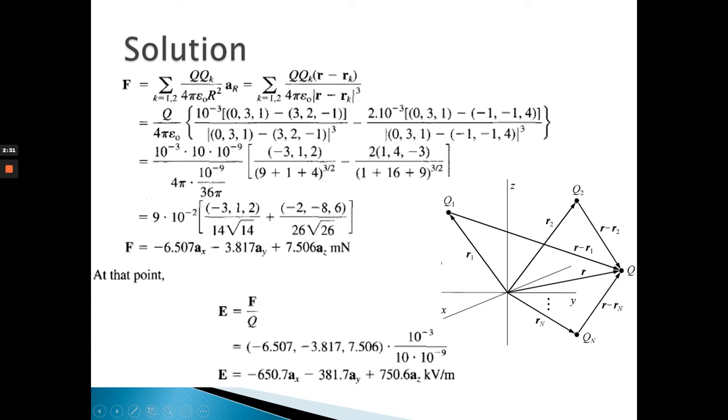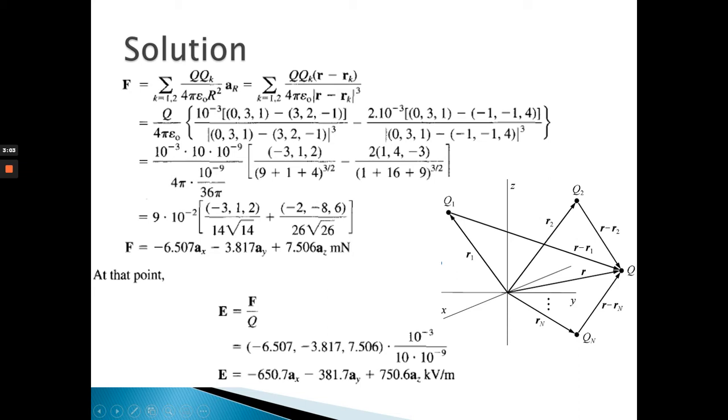So if we expand, this Q over 4 pi epsilon stays, and then this one, what is this? R minus RK. This is R minus R1, and this is R minus R2, which is for Q2. And then this one is the absolute value of this Q. So you practice like this. If you have a problem, you can tell me. After this, we calculate all the values and differences that we get.